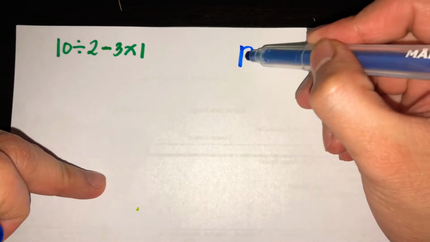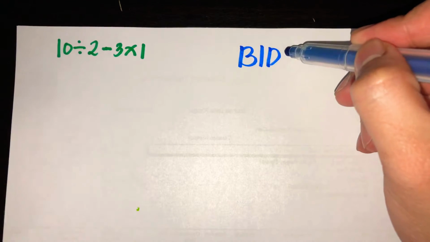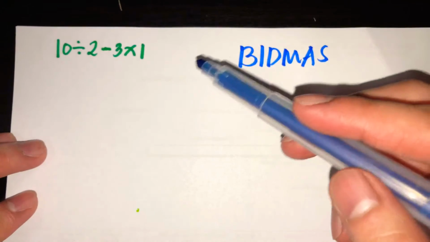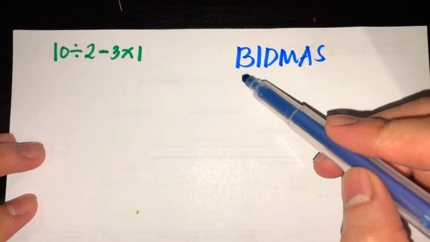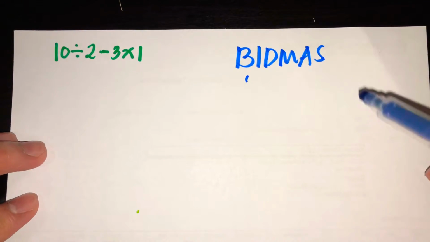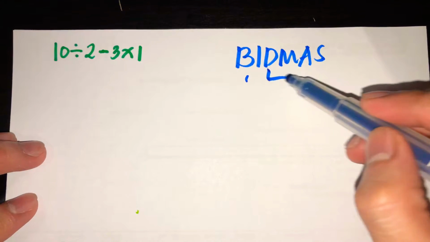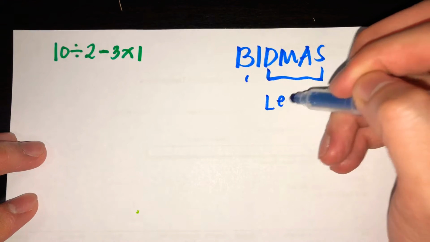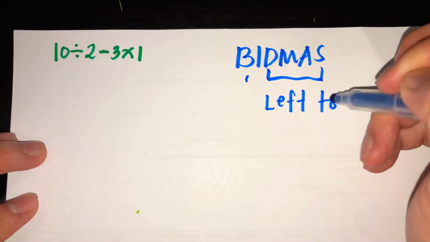So we have 10 divided by 2 minus 3 times 1. So again, remember the BIDMAS. As you can see, in this problem we don't have brackets and we don't have indices. So we will be starting with division, multiplication, addition, and subtraction. Now again, we start from left to right.